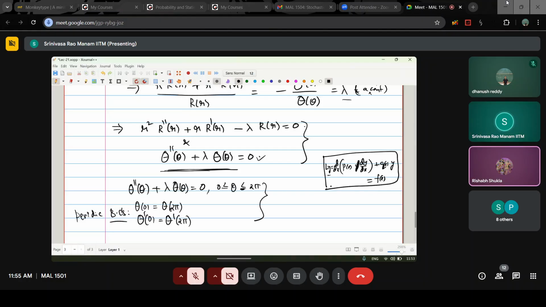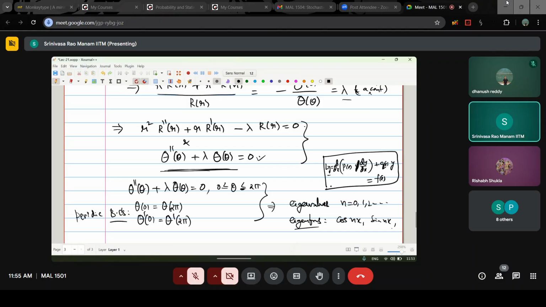So this will give me eigenvalues. What are the eigenvalues? n, where n is 0, 1, 2, 3 onwards. Eigenfunctions: cos nx, sin nx. We are considering b equal to 2 pi and a equal to 0, so that factor will go. Once you substitute, this becomes only cos nx, sin nx, the usual Fourier series. So you put these eigenvalues into your first equation and then make a product.